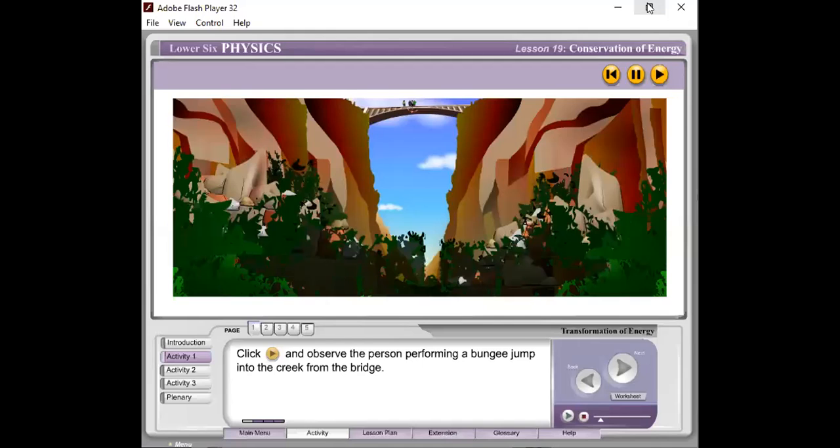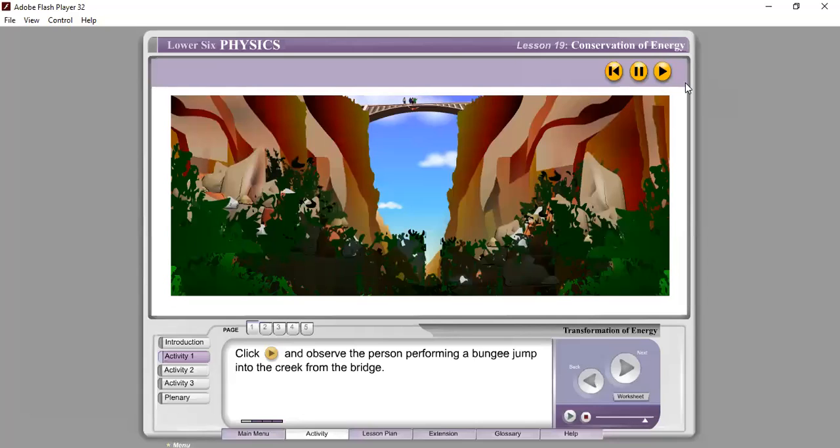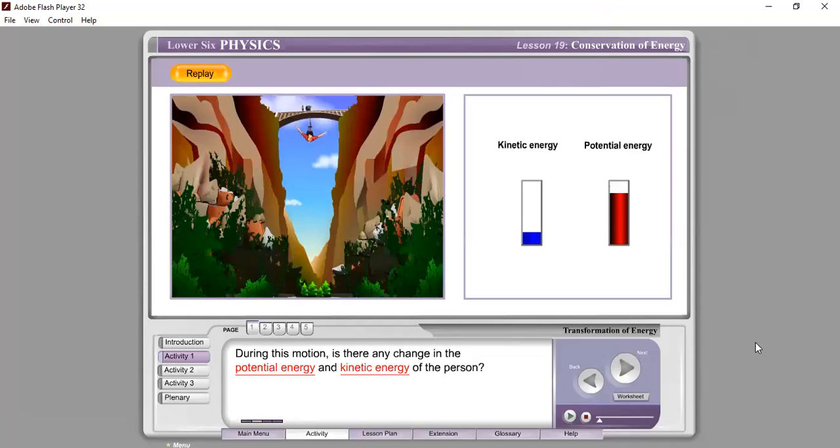Click the play button and observe the person performing a bungee jump into the creek from the bridge. During this motion, is there any change in the potential energy and kinetic energy of the person? So this means when the kinetic energy increases, the potential energy will reduce.